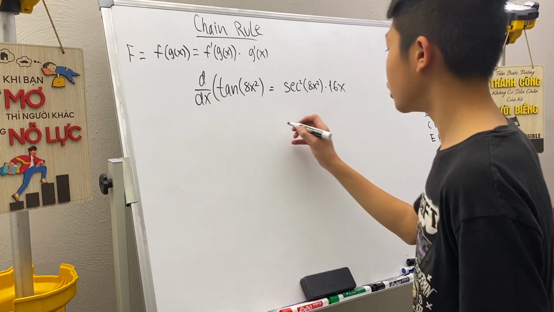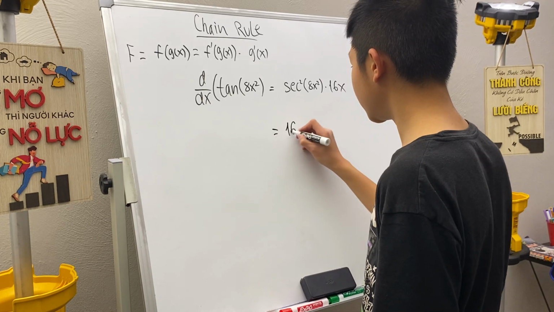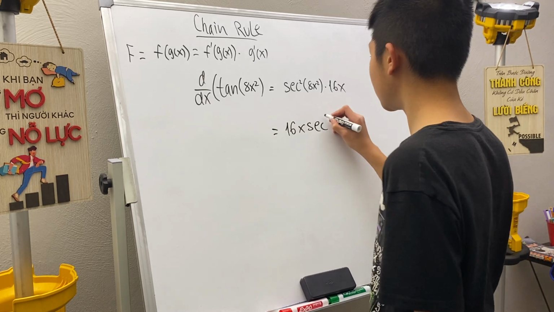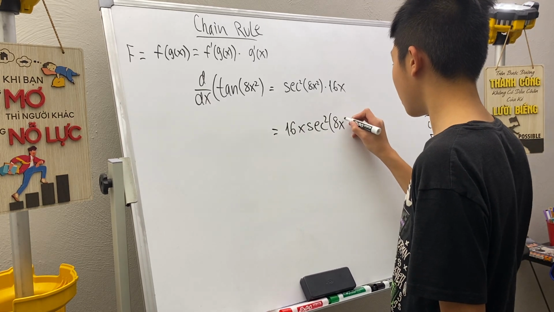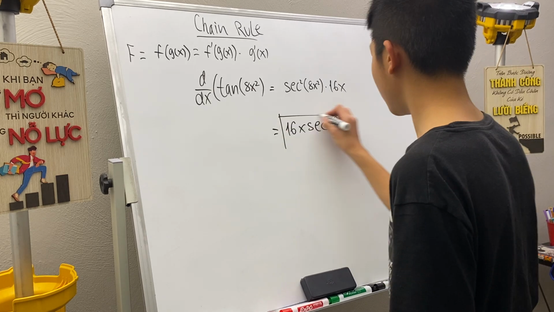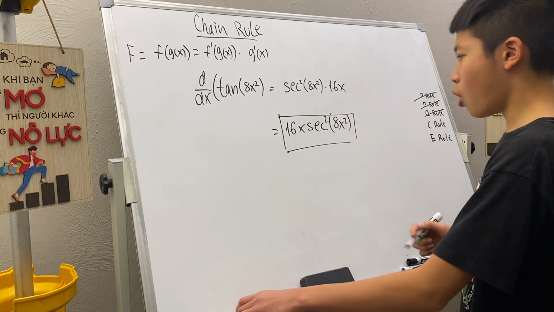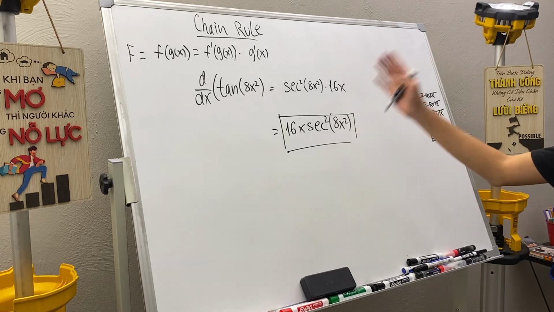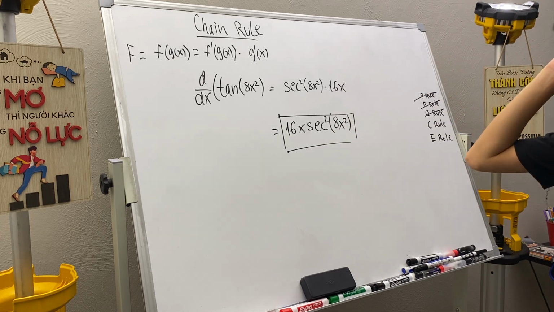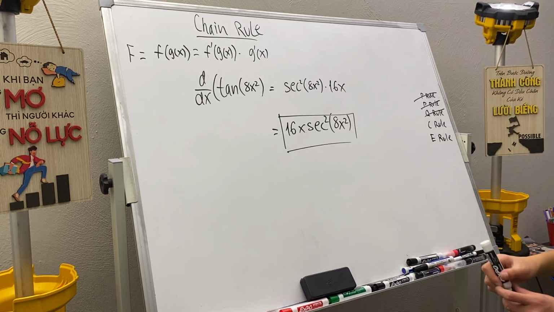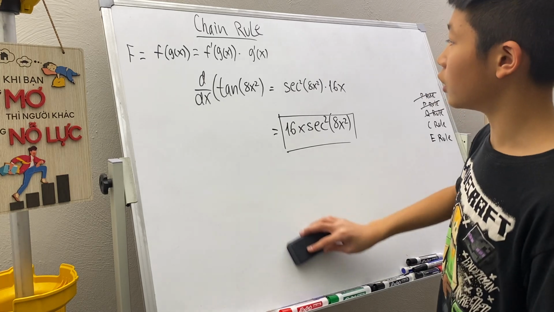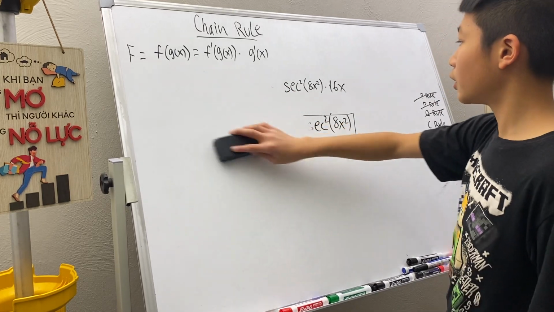So altogether, this is the answer: 16x times secant squared of 8x squared. And we are done. Woo! 16x times secant squared of 8x squared. Okay, done. That's the first one.